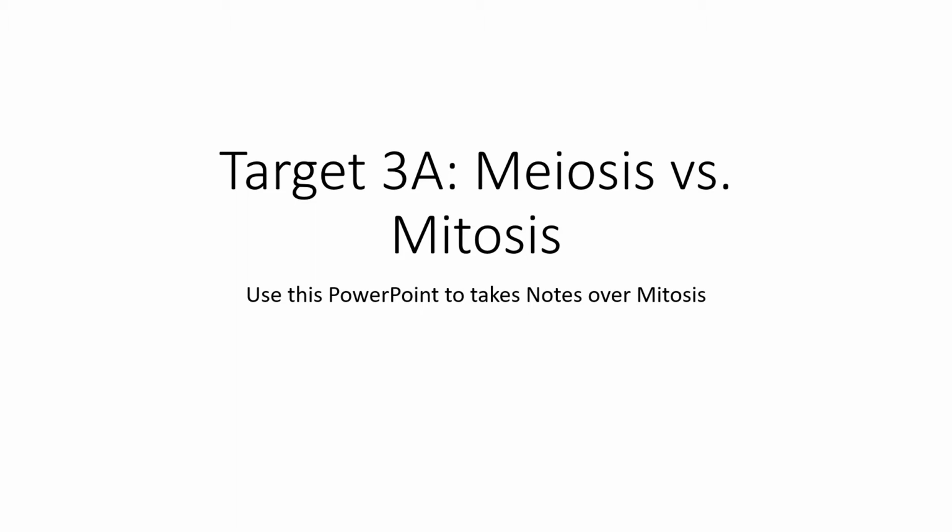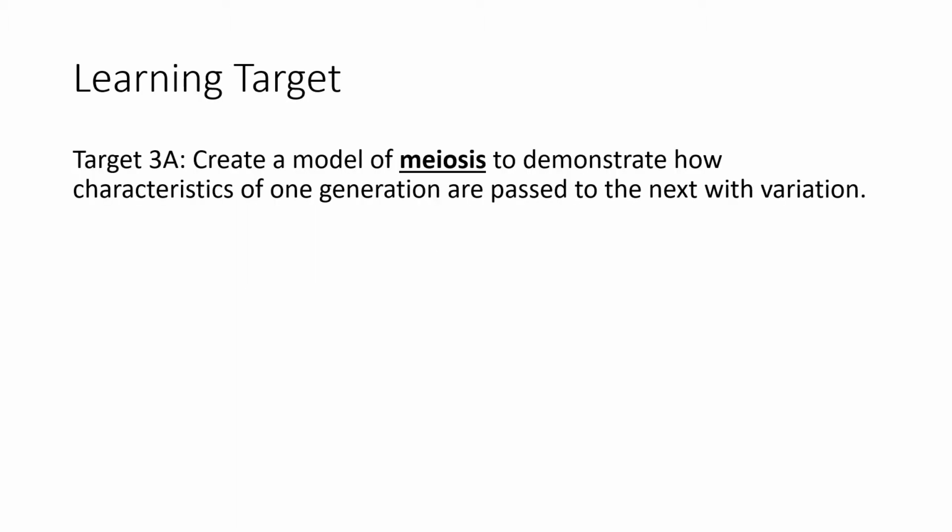So for this target, by the end of it, this is what I want you to be able to do. This is your learning target. So by the end, you should be able to create a model of meiosis to demonstrate how characteristics of one generation are passed to the next with variation. So this is what I'm going to hopefully see that you can do by the end of this module.